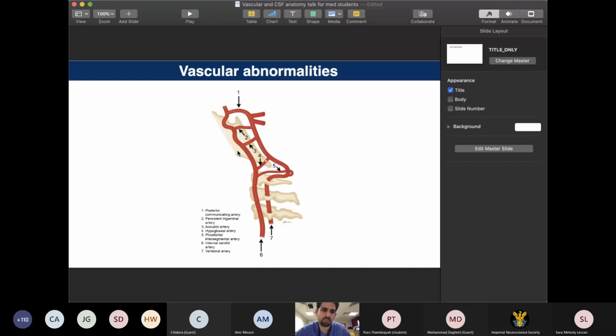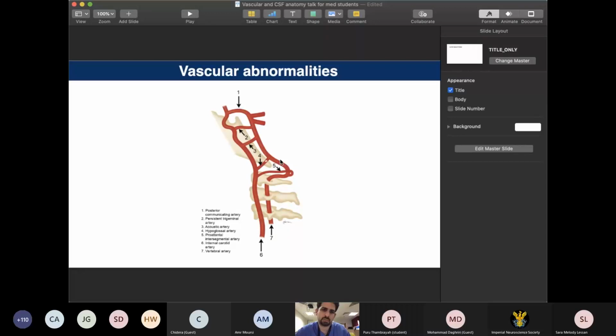The next most common, which is quite rare, I think about less than 1%, will have what's called a persistent trigeminal artery. The rest of these are rare as hen's teeth. Hypoglossal, proatlantal, as well as otic arteries, which they haven't even bothered to mention here because they're so rare.